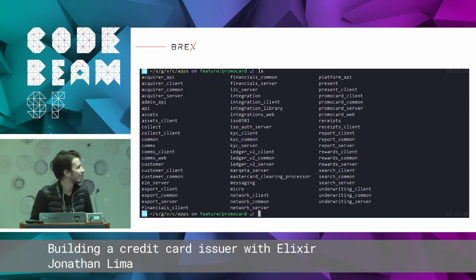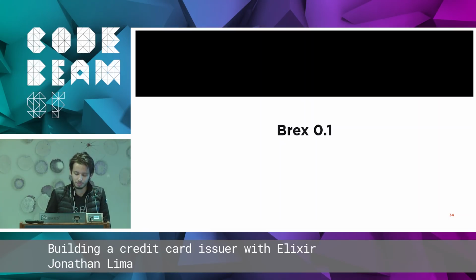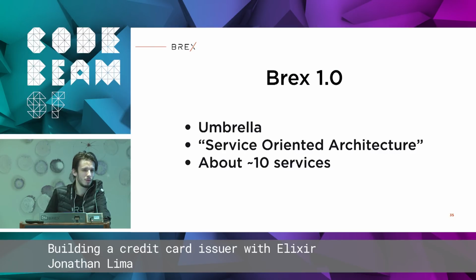And yeah, today this is what our umbrella looks like. We have about 20, 25 different services in there. Some of them have multiple things like client and server, but overall I think there are 25 services today. And Brex 0.1, the first iteration of this architecture, which we launched with, was basically an Elixir umbrella. We're still using it. Service-oriented architecture, and I'm going to go into why the quotes in a second. We had about 10 services, so not the craziness that we have today.